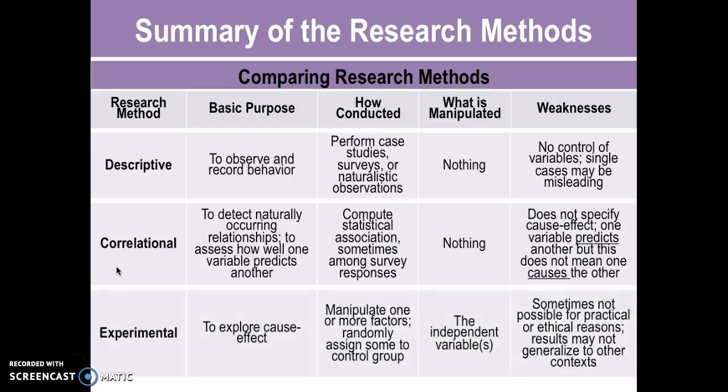If you see cause and effect, boom, experimental. We're going to explore the cause and effect: the manipulation of one factor to see, does that affect another factor? So we're going to manipulate the independent variable. Sometimes I have to tell you, it is not possible to experiment on people for ethical reasons. So you've got to be really careful about which research method you choose. And we're going to talk about ethics in psychology later this unit.